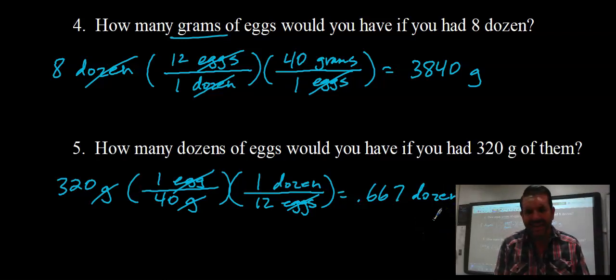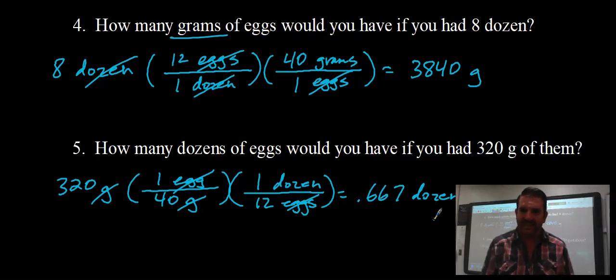Now, does that answer make sense? Can you have 2/3 of a dozen? Sure, you can. Can you have 2/3 of an egg? That doesn't make sense. You can't have part of an egg, but you can have a fraction of a dozen. I'm going somewhere with this, of course. So make sure your answers make sense. It doesn't make sense to have a fraction of an egg. We can have a fraction of a dozen.